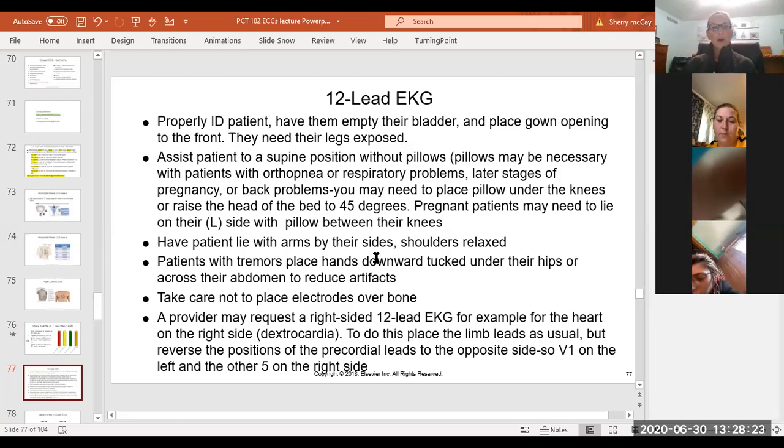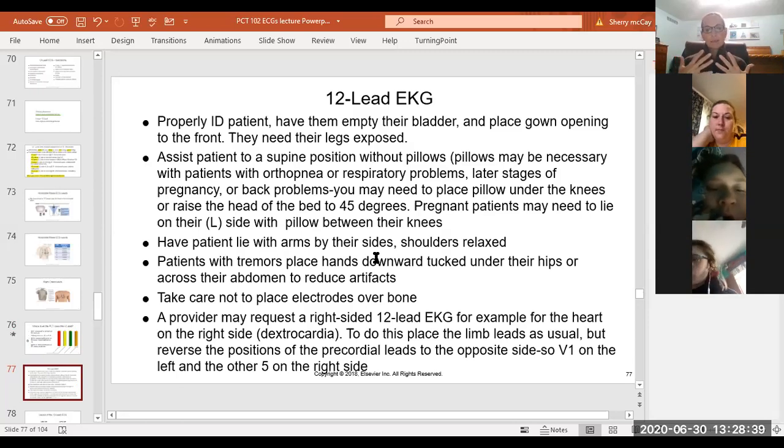Okay. You want to assist the patient to a supine position without pillows. Okay. Pillows may be necessary, though. Remember me telling you this. If the person has difficulty breathing, you can't lay them flat, so you may have to put them up. So if they have any kind of respiratory problems, they may need a small pillow. If they're in later stages of pregnancy, we're not going to put them flat on their back. We're going to put them on their left side, okay? Or if a person has back problems, a lot of people have difficulty laying straight on their back, okay?